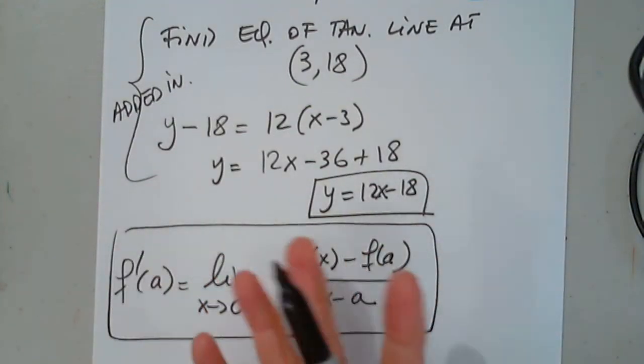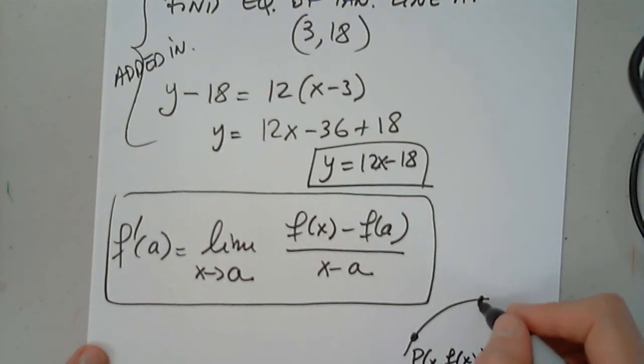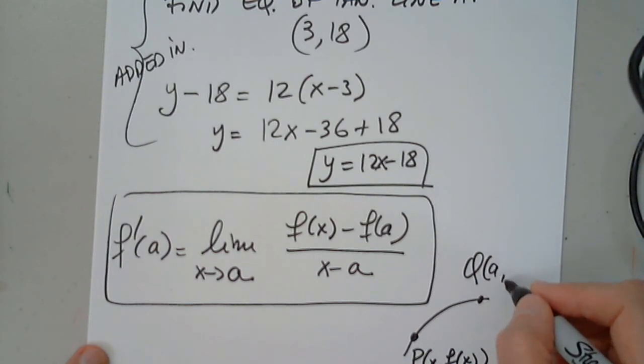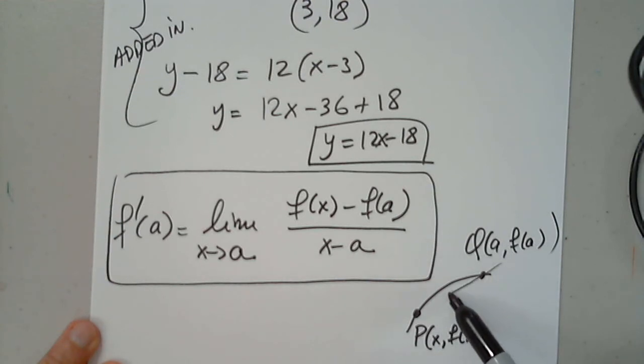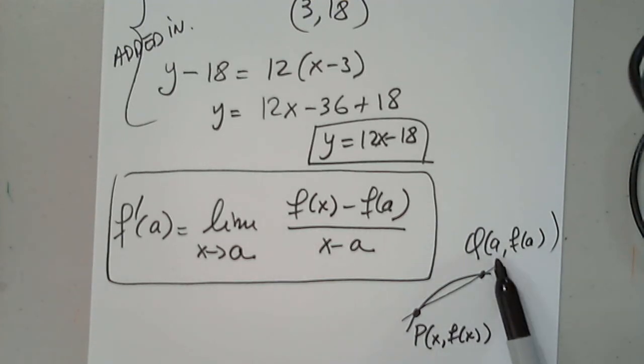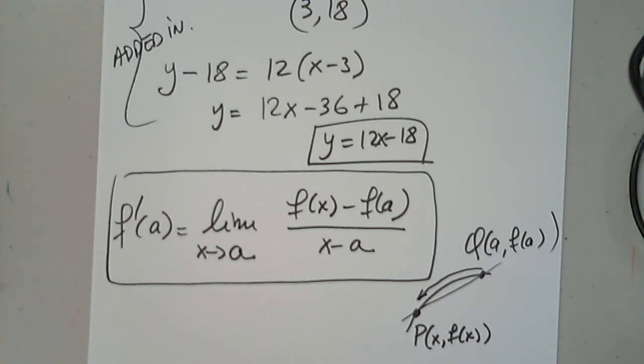You can say, how did you get this? From our best friend, P, x, f of x, and Q, which is a, f of a, and determining the slope of this secant line: f of x minus f of a over x minus a, when Q gets closer and closer to P. And you can say you're just changing the notation? No. So this is another way of finding the derivative function at a particular value.